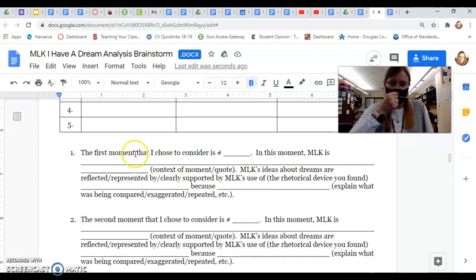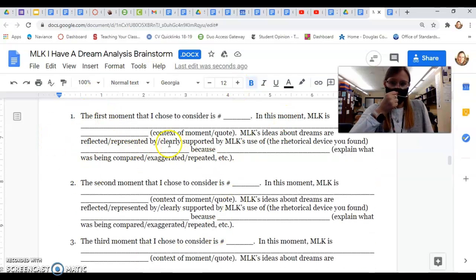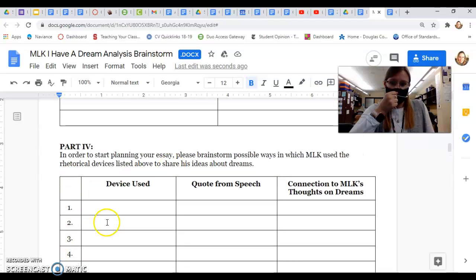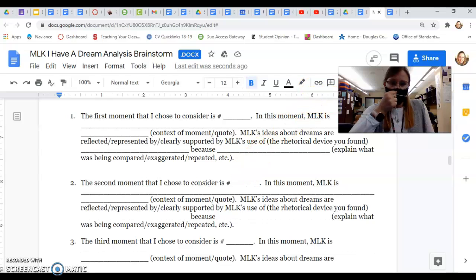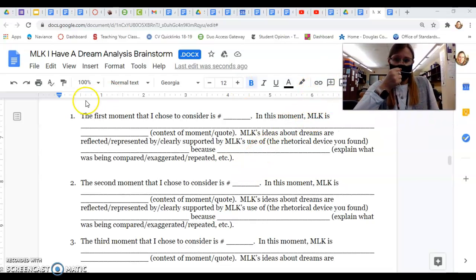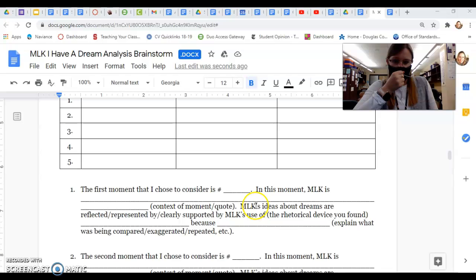And you're going to fill out this section below the chart. The first moment you chose to consider is number, right, tell me in the chart, 1, 2, 3, 4, or 5. In this moment, MLK is what, right? Provide some context of the moment that happens with the quote that you want to include. MLK's ideas about dreams are reflected or represented by or are clearly supported by this use of the rhetorical device that you found. And again, remember you found it in your chart.